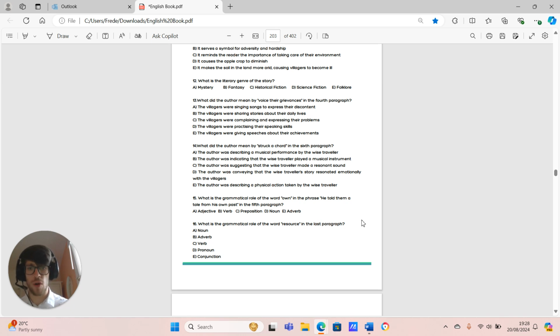16, last question. What is the grammatical role of the word resource in the last paragraph? Again, there are certain questions that if we are really focused, we should not need to look back at all. Resource. A resource is an item, isn't it? When you go to school, teaching resources are pens, pencils, workbooks, things like that. Whiteboards, whiteboard pens, scissors, glue, whatever. Teaching resources. PowerPoint could be a teaching resource.